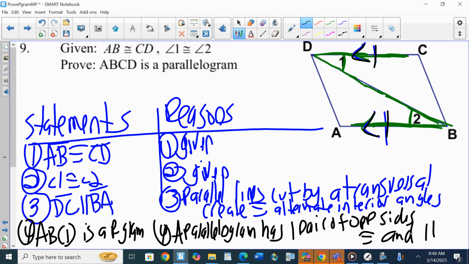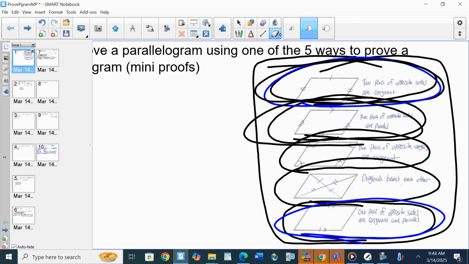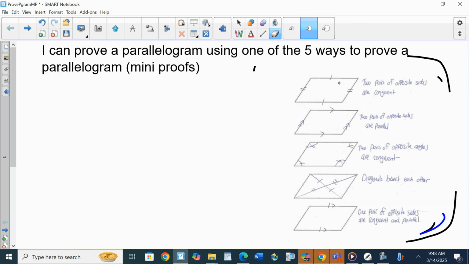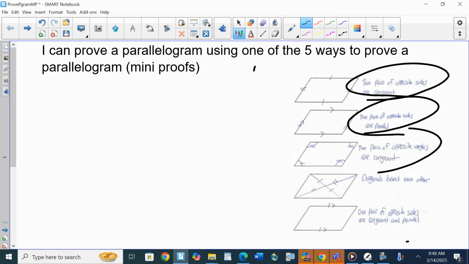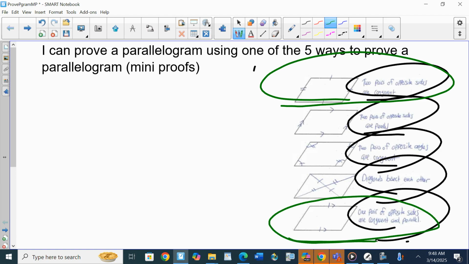There's going to be more to this as we get to the real proofs. But once I have one of these 5 pictures, I can state that it's a parallelogram because a parallelogram has that, or that, depending on what I proved. And the most common is this. I'd probably say this and this are the 2 most common.